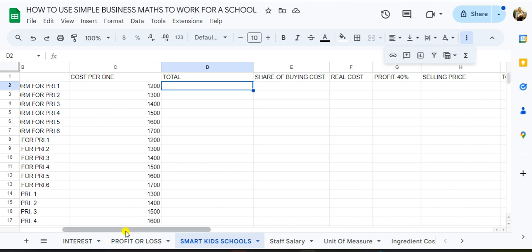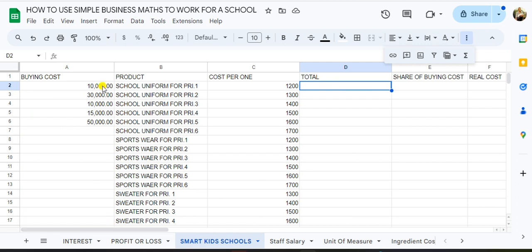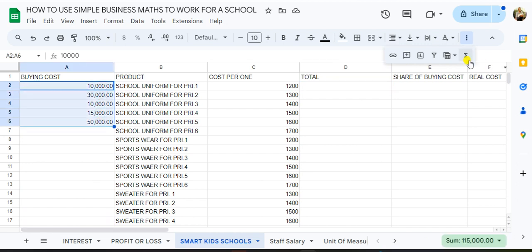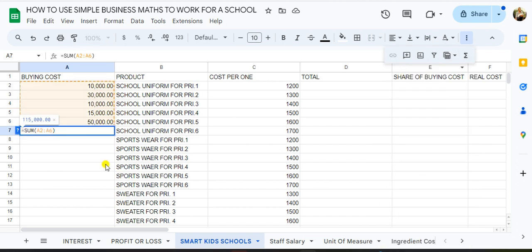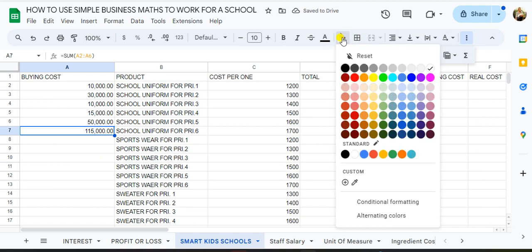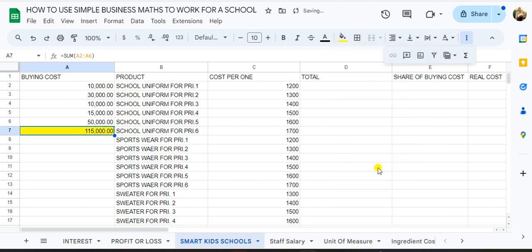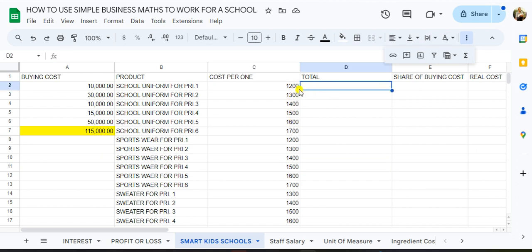First and foremost, we have to sum up all this. When we sum all the buying costs, we get how much? We have 115,000 naira. Let's mark it yellow. Now we are going to cost the total. We have not gotten the total; this is the amount it costs them. So what is the product cost now? Total product cost. Now remember that each class has 50 students, so we'll start with equal to.